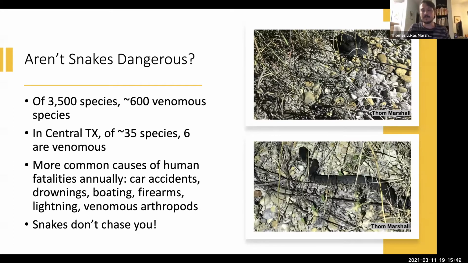A lot of times if people startle a snake and they're standing in between where the snake is and where it knows there's shelter, it might react in a way that looks like it's chasing you, but really all it's trying to do is get to a place where it can feel safe.